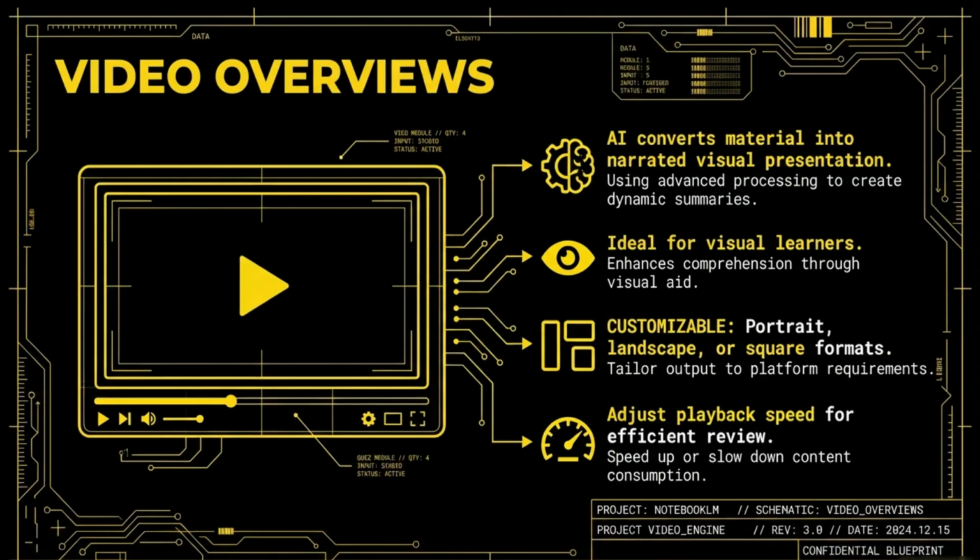Video overviews are ideal for visual learners. The AI converts material into a narrated visual presentation, enhancing comprehension. These are customizable to portrait, landscape, or square formats, and you can adjust the playback speed for efficient review.